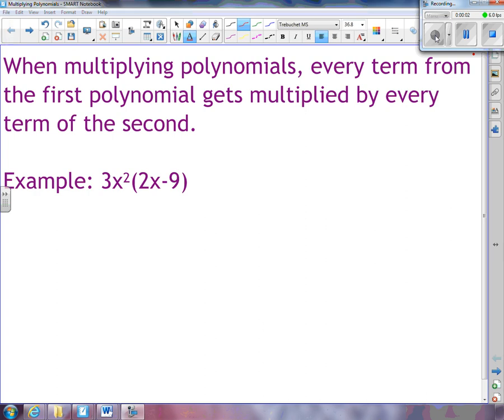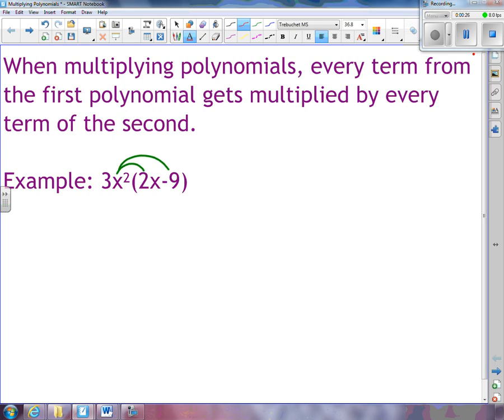Today we're going to talk about multiplying polynomials, and hopefully this isn't too hard for you. It's just kind of like foiling, but now we're going to be doing it with different scenarios, not just a binomial and a binomial. So anytime you multiply polynomials, just remember that you have to multiply every term from the first one by every term in the second one. So here it's just a simple case of distributing.